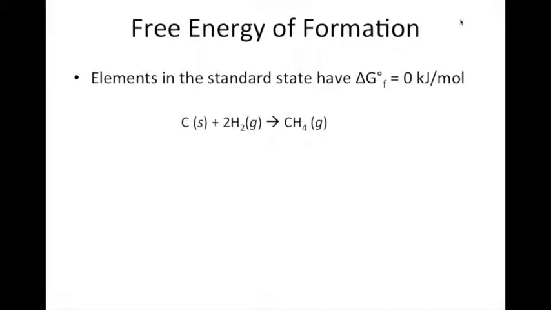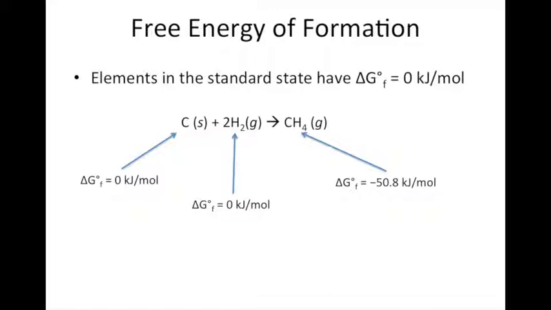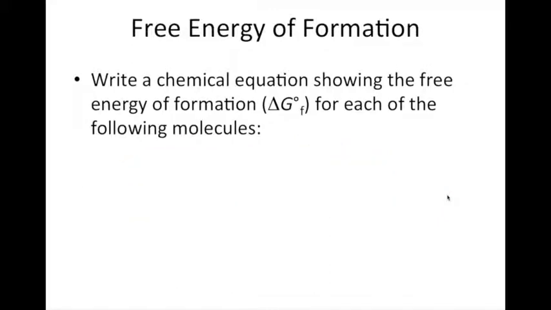So here, let's look back at our equation for the formation of methane. The delta G of formation for carbon would be assigned 0. For hydrogen would be assigned 0. And then the methane we got off our table is negative 50.8 kilojoules per mole.